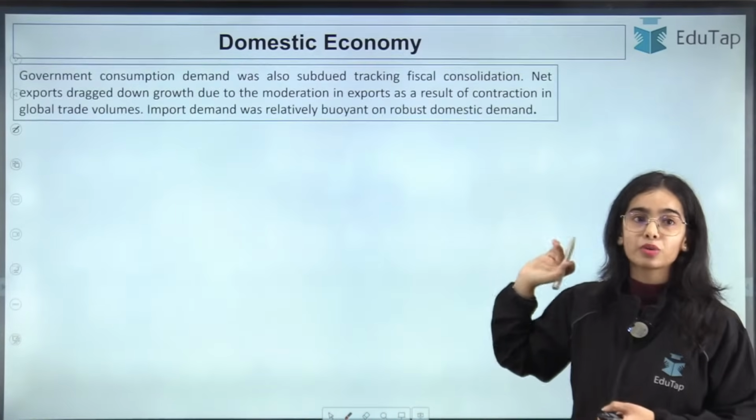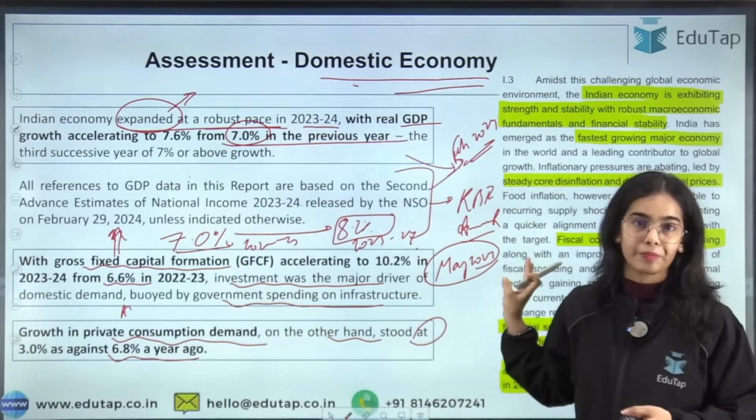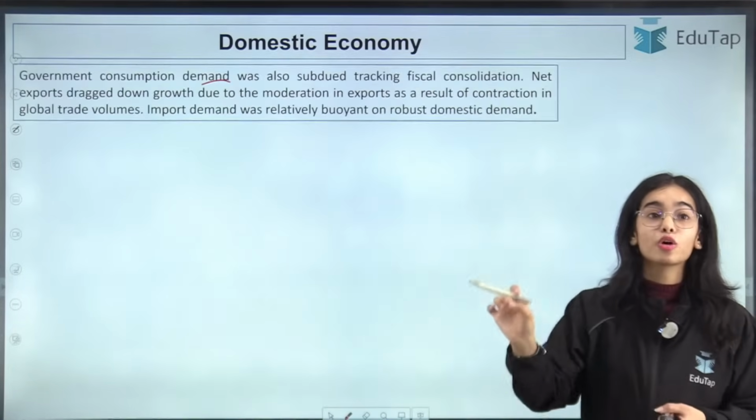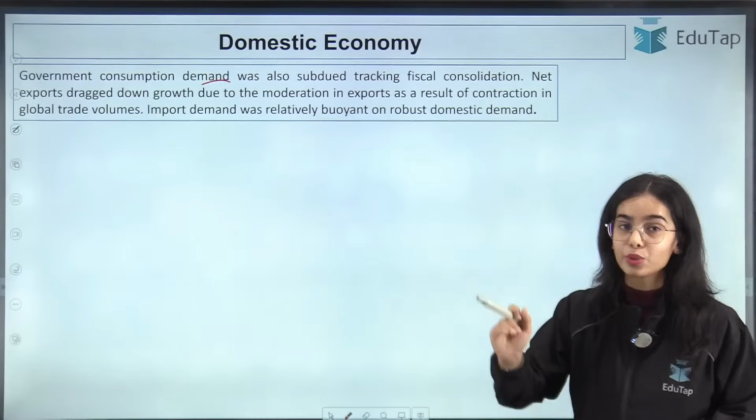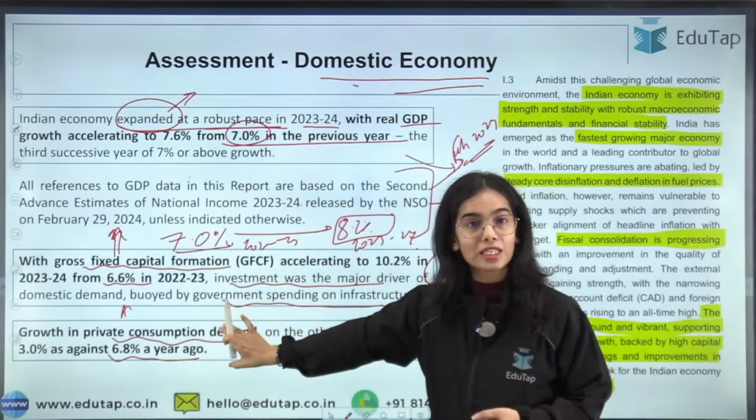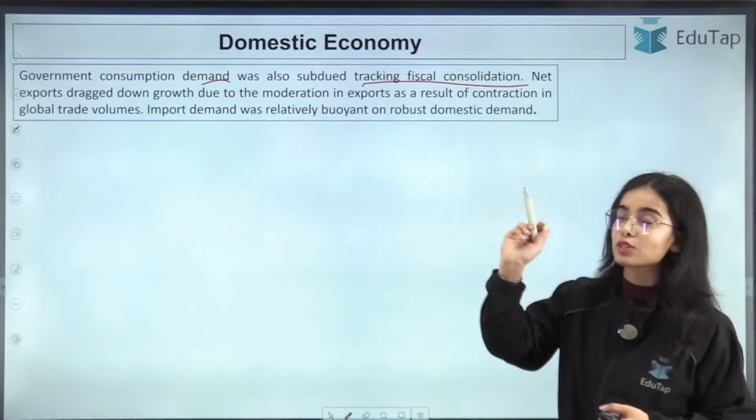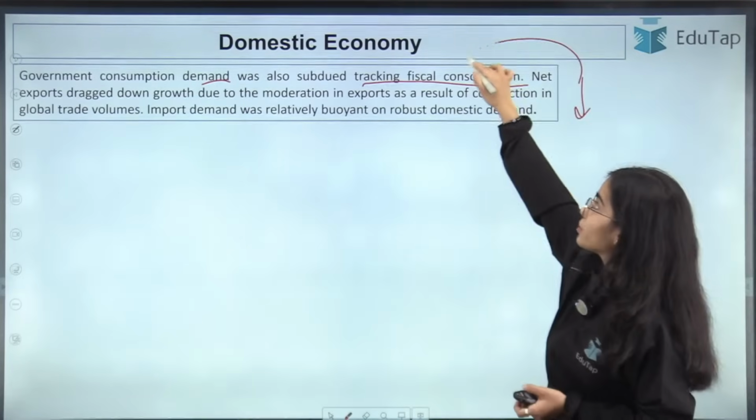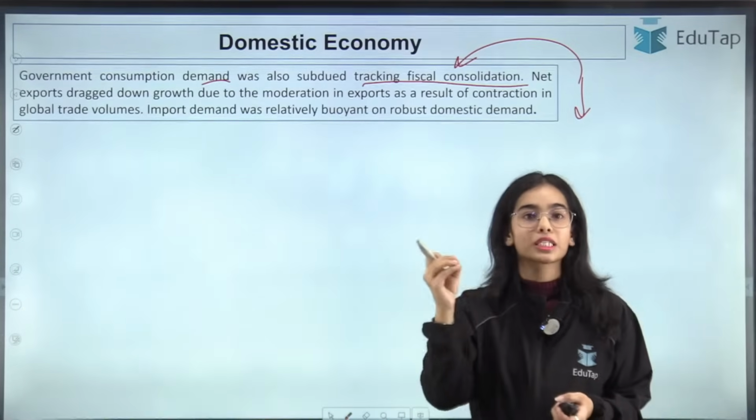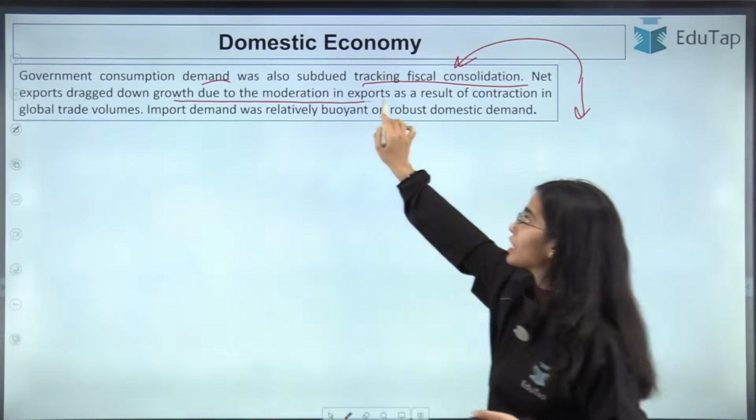Okay. Now coming to the next point, the government consumption demand. Government investment demand is increasing. It has been good in the previous year, but the government's consumption demand was subdued, tracking fiscal consolidation. So the private consumption demand of the households has gone down, as well as the government's consumption demand, because of the promise of fiscal consolidation, that now we will focus on reducing our fiscal deficit. Okay. Net exports dragged down growth due to the moderation in the exports.